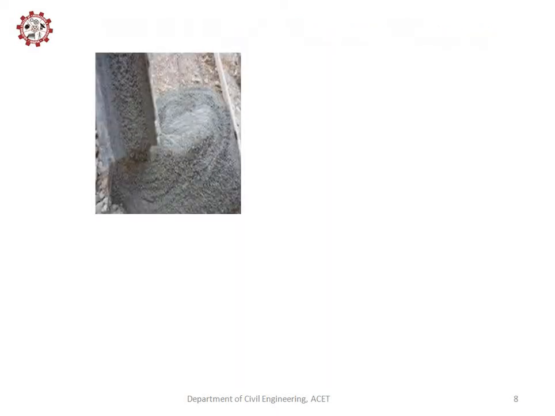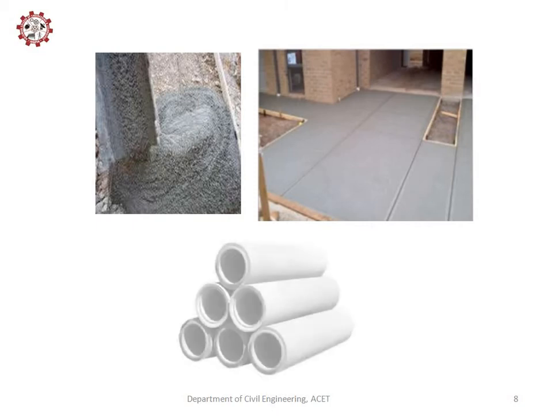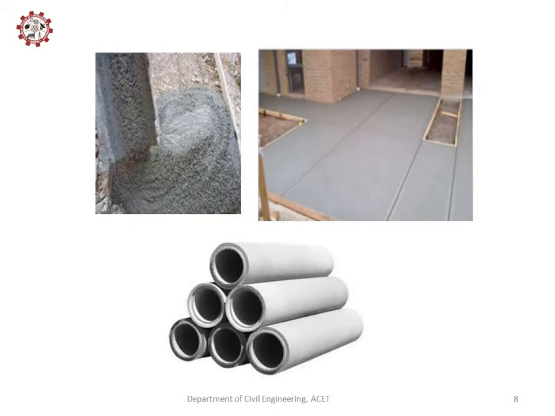So this is how the mixture is made and poured. This is near about flooring. This is your poured concrete. This is for flooring, and this is for preparing the PVC pipes to carry the water and other inflammable and flammable fluids from one place to another.